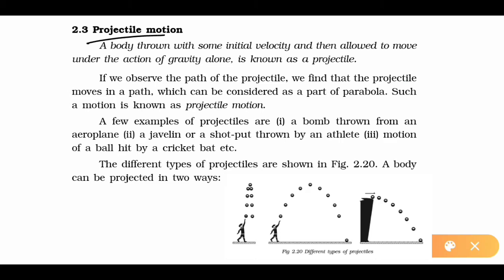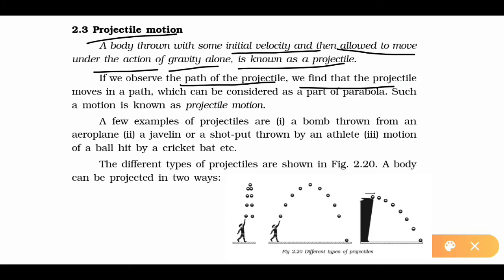Projectile motion. A body thrown with some initial velocity, then allowed to move under the action of gravity alone, is known as a projectile. If we observe the path of a projectile, we find that it moves in a path which can be considered as a part of a parabola. Such a motion is known as projectile motion.